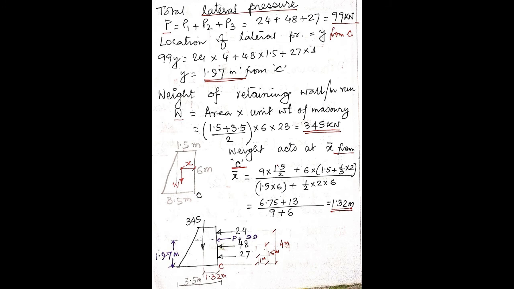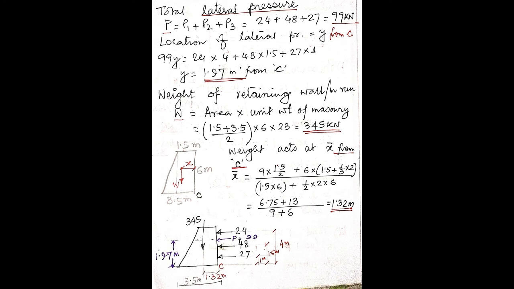Now if you multiply the area by the unit weight, which is given as 23 kilonewton per meter cube, initially the weight of the masonry is given as 23, this gives us the weight of the retaining wall. But remember this is per meter run, per unit meter run. So that is 345 kilonewton. Now we have to find where this weight also acts from the point C. So how do we find it out? Here we have to apply the concept of the centroid.